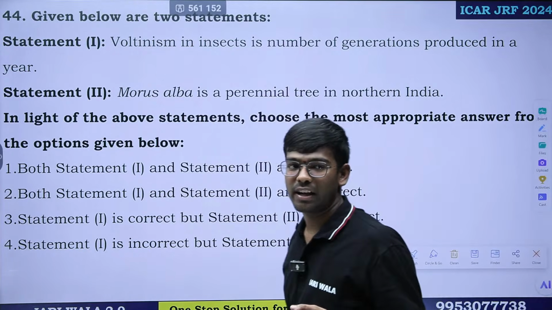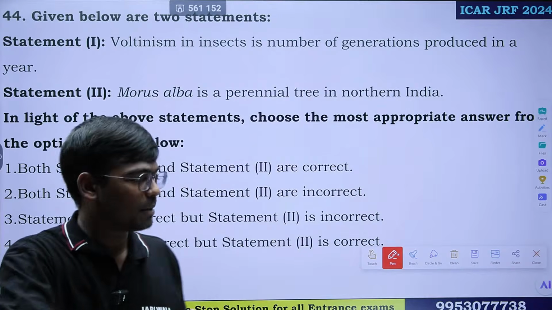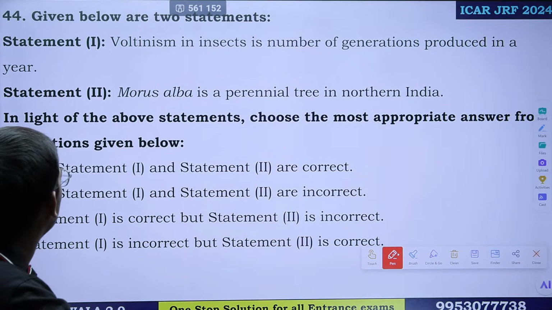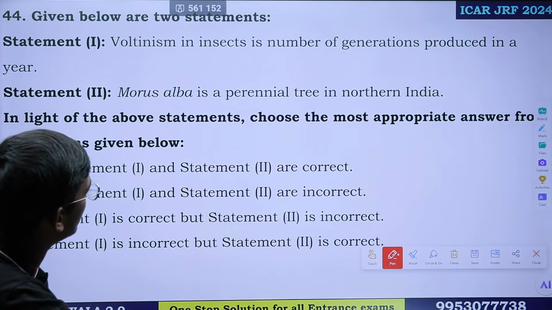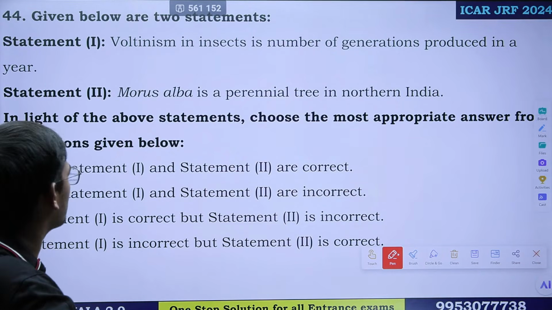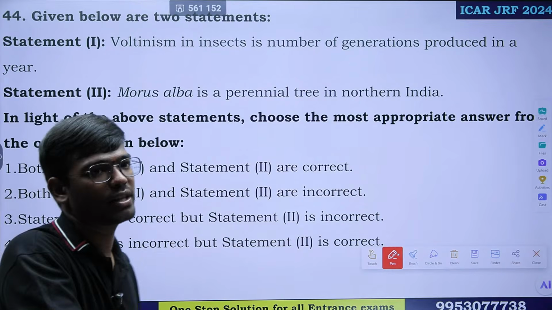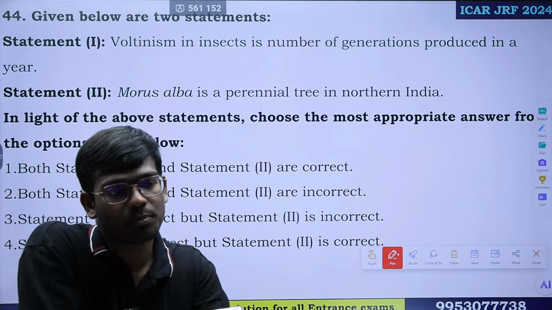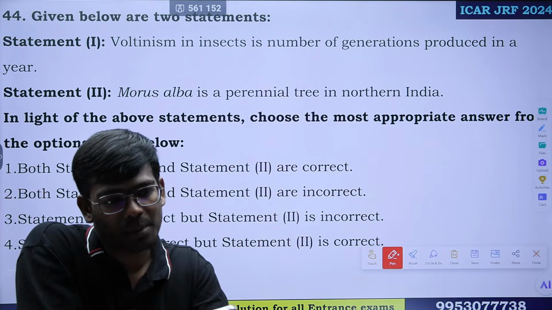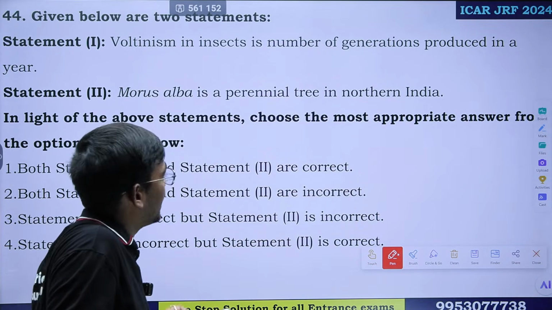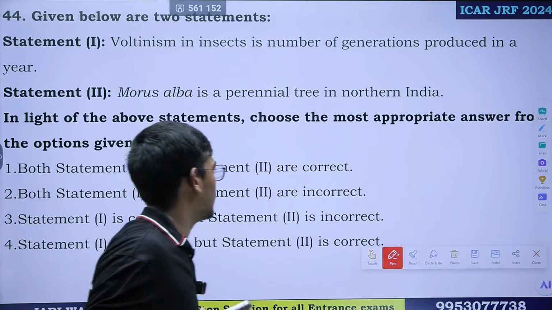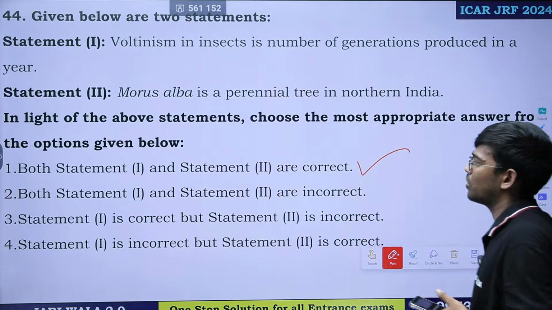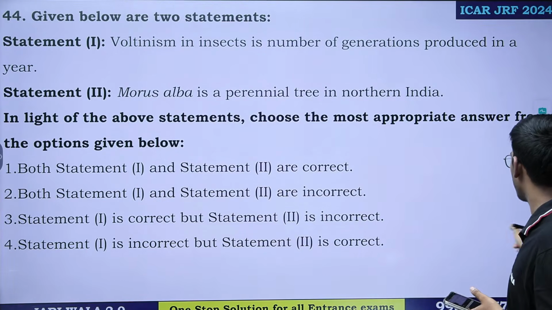While coming to the next question, again here also the same statement type of questions. Given below are two statements. Statement 1, voltinism in insects is the number of generations produced per year. Yes, voltinism is the number of insect generations produced per year. And Morus alba is a perennial tree in northern India. That is also true. Here both statements are correct. 44 is A.